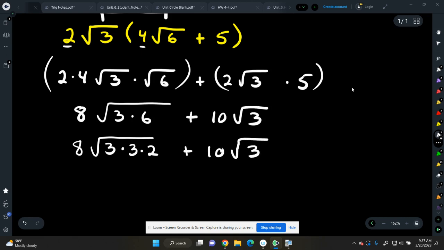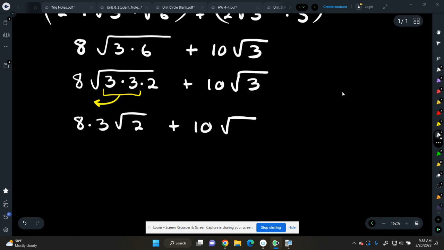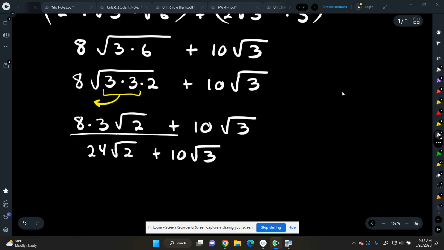So we keep simplifying until we can't go any further. Okay, now I can take these 3's out. And that's going to give me 8 times 3 root 2 plus 10 root 3. So the 8 times 3, that's 24. So 24 root 2 plus 10 root 3. And we're finished.